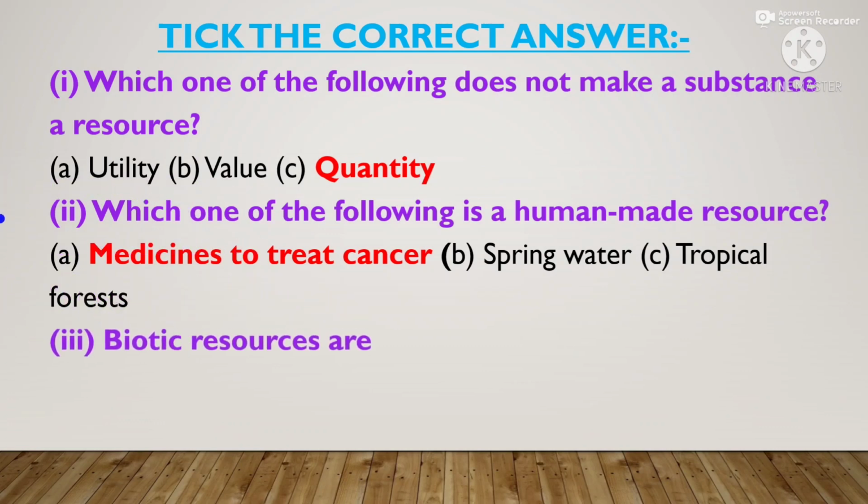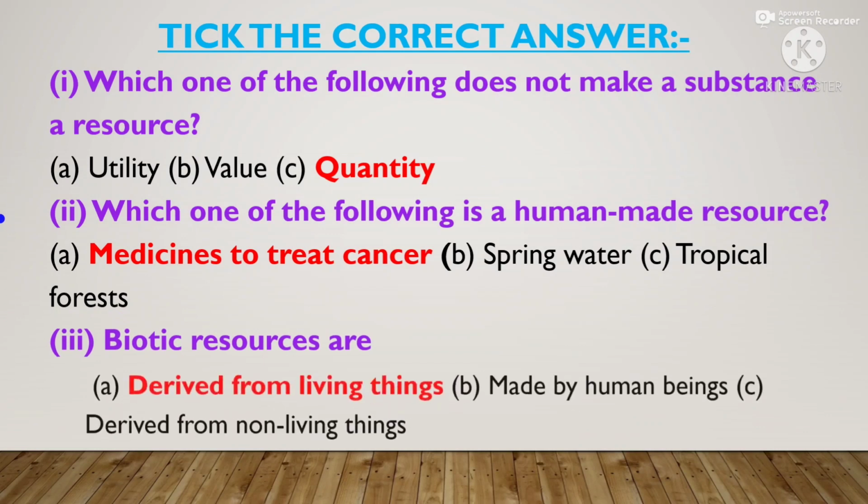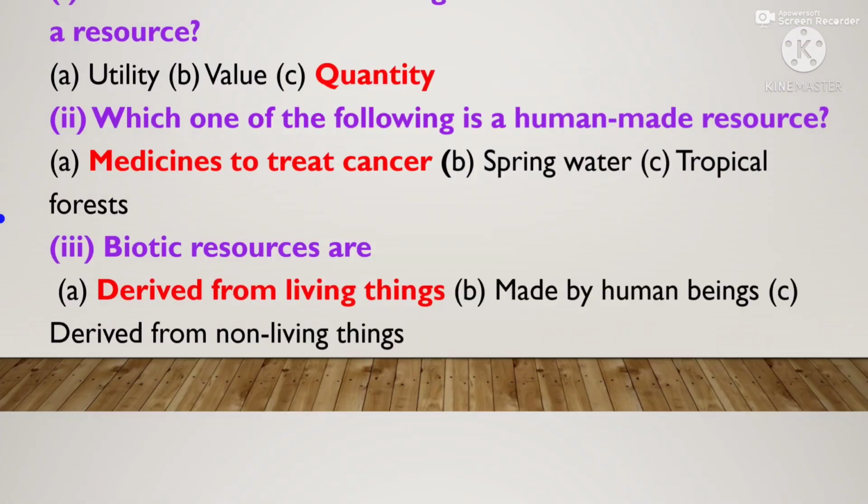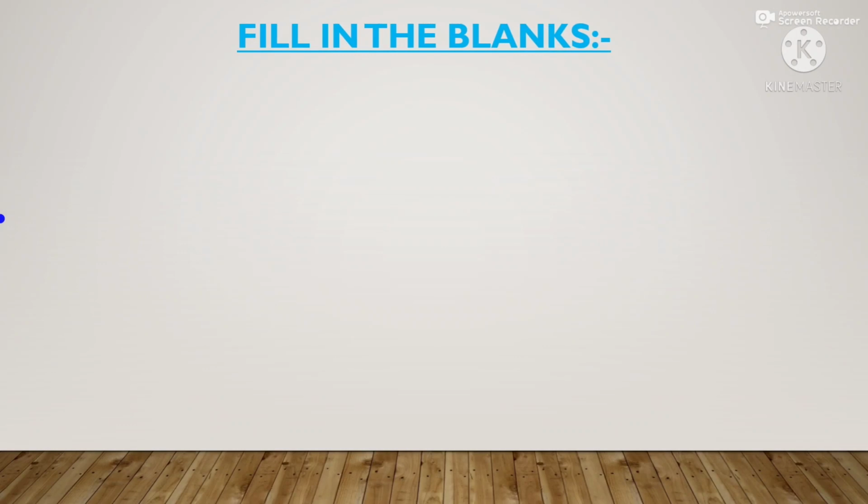Next is biotic resources. Biotic resources are derived from living things, made by human beings, derived from non-living things. The correct answer is derived from living things. Biotic resources are those derived from living things. Next is fill in the blanks.